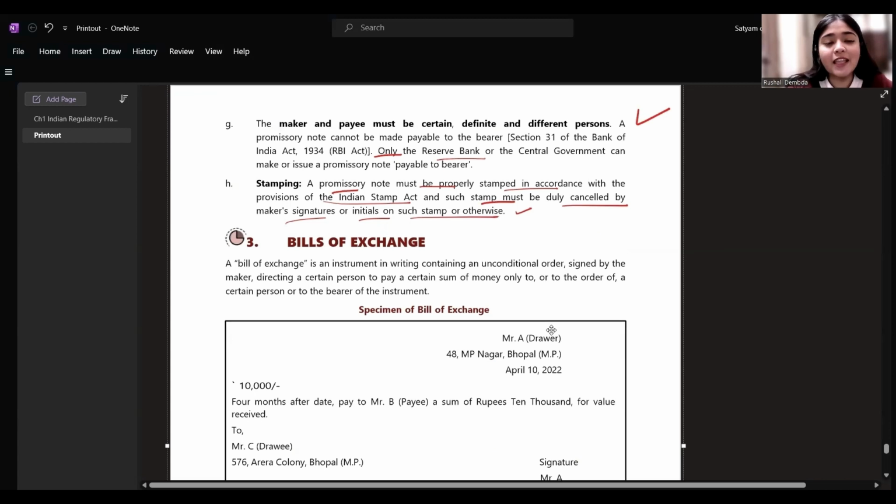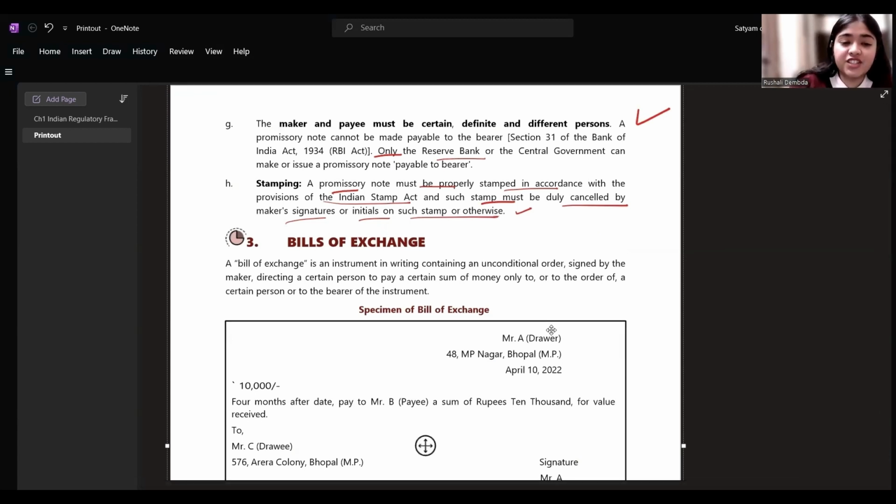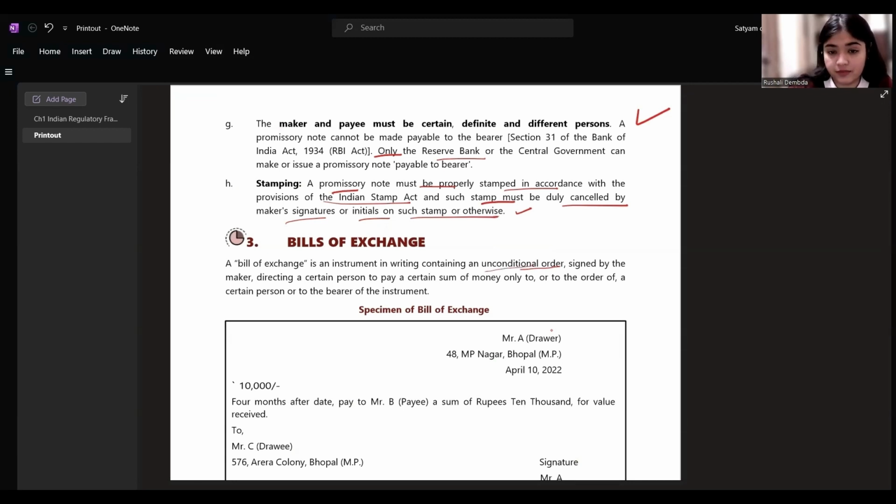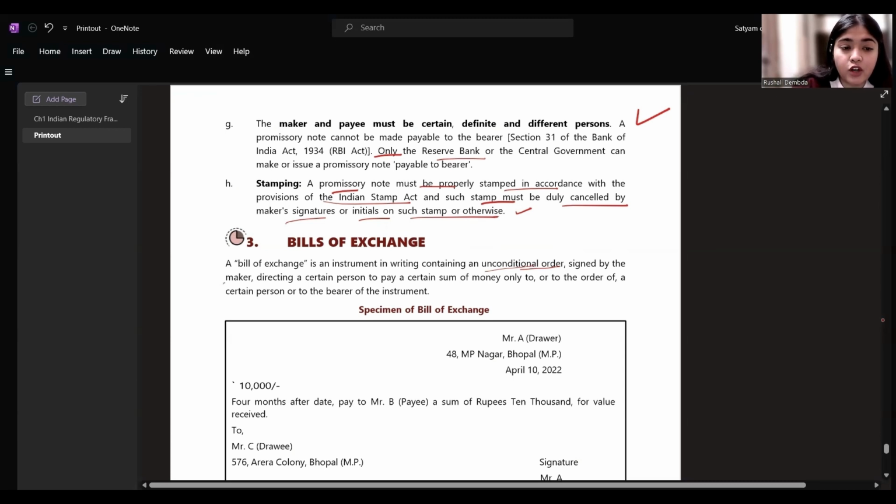Right? Let's go ahead and see the next one, which is the bill of exchange. A bill of exchange is an instrument in writing containing an unconditional order. There should be an unconditional order, right? And it should be signed by the maker of the instrument, directing a certain person to pay a certain sum of money only to, or to the order of, a certain person, or to the bearer of the instrument. Here, bearer is allowed. You can see that in a bill of exchange, bearer is allowed.